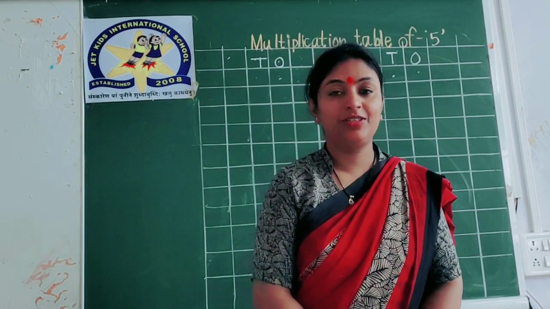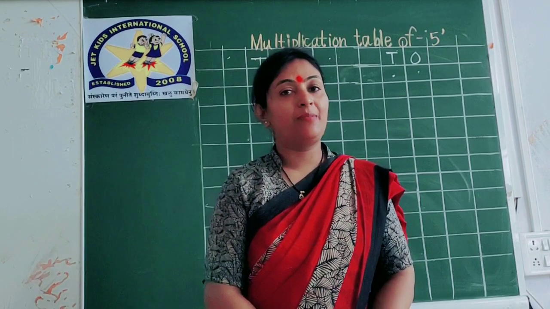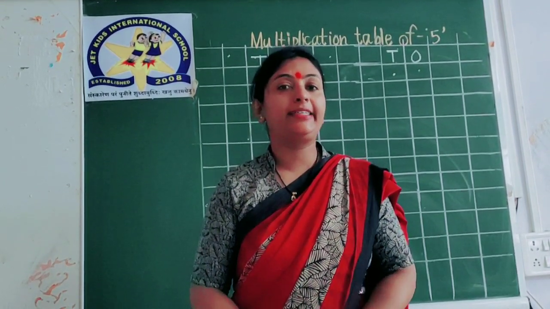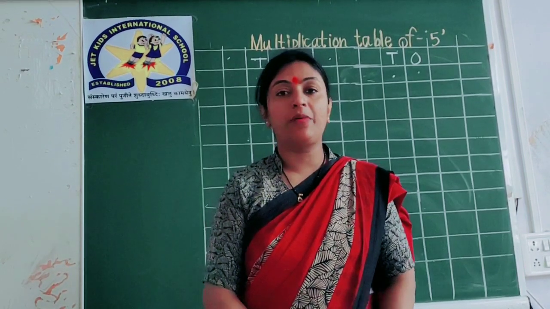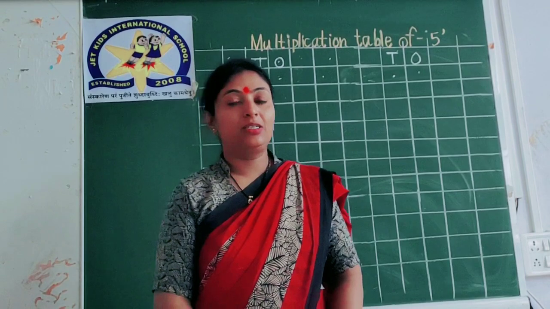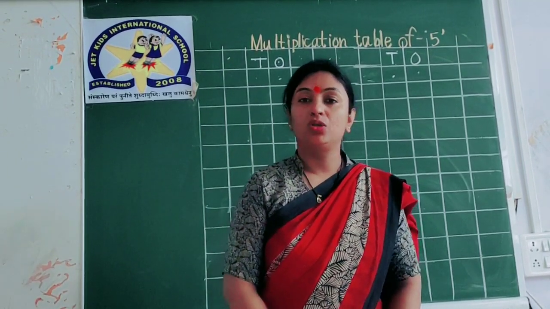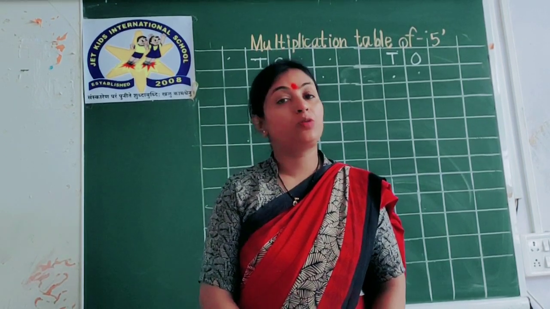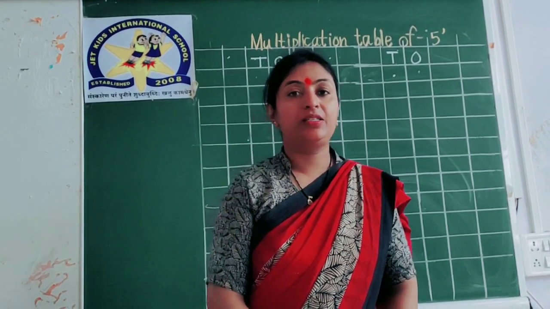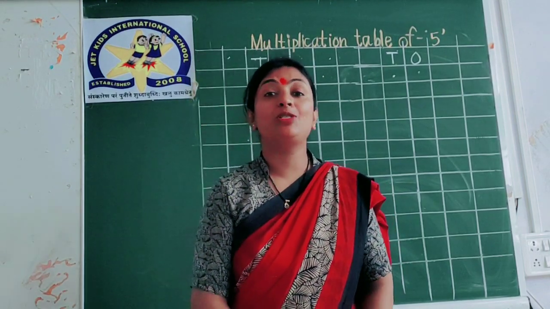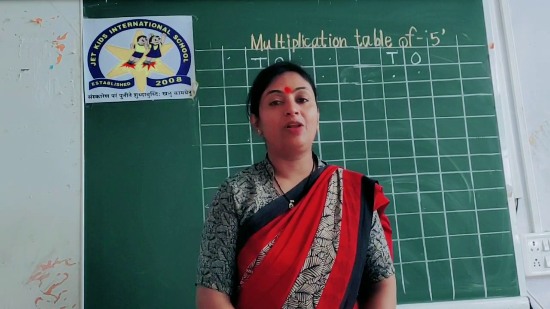Fine? Good. So today, ma'am is going to take our next table, and that is the multiplication table of 5. So kids, we have completed 2 to 4, right? We have done the tables of 2, 3 and 4, right? You have learned them too, and that is a very appreciable job done by you people. Fine. So today ma'am is going to take the multiplication table of 5.